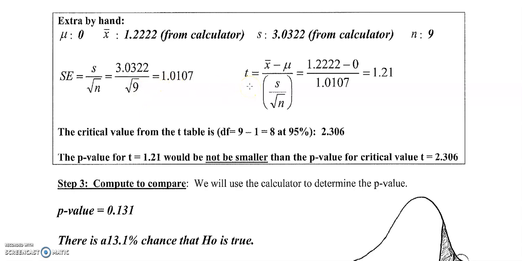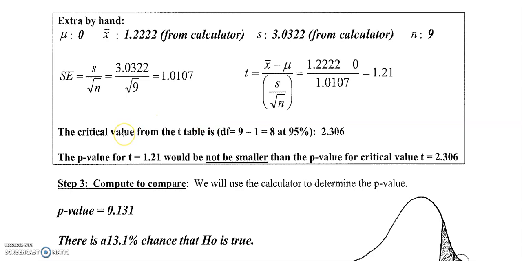To find our test statistic t, it's our x bar minus mu, which is 1.2222 minus 0, divided by our SE of 1.0107, which gives us 1.21. Now, to do it with critical values, our t is 1.21. So notice it's not too far to the right from 0. It's 1.21 to the right.